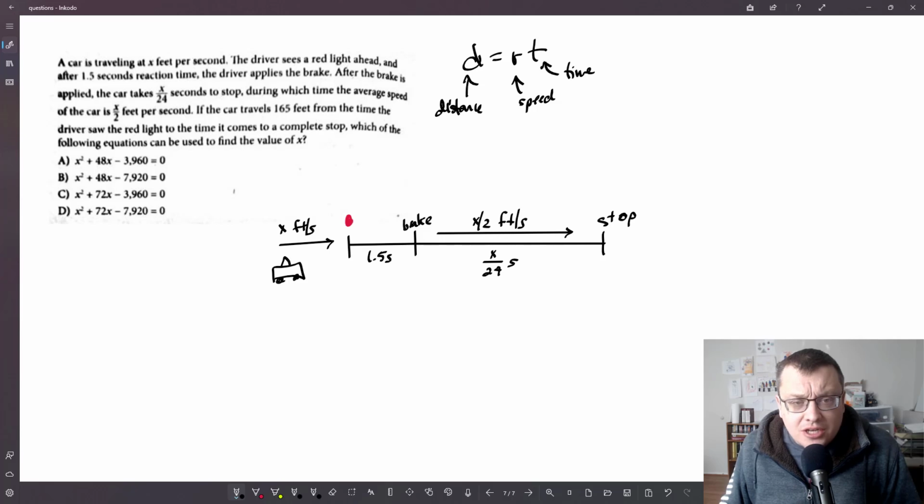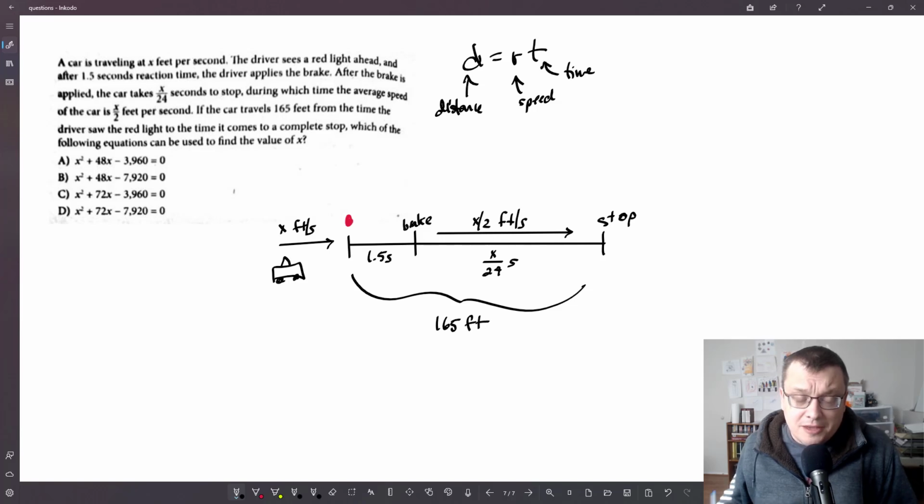The car travels 165 feet from the time the driver saw the red light to the time it comes to a complete stop, and the following equations can be used to find the value of x. So basically, this distance traveled is 165 feet.